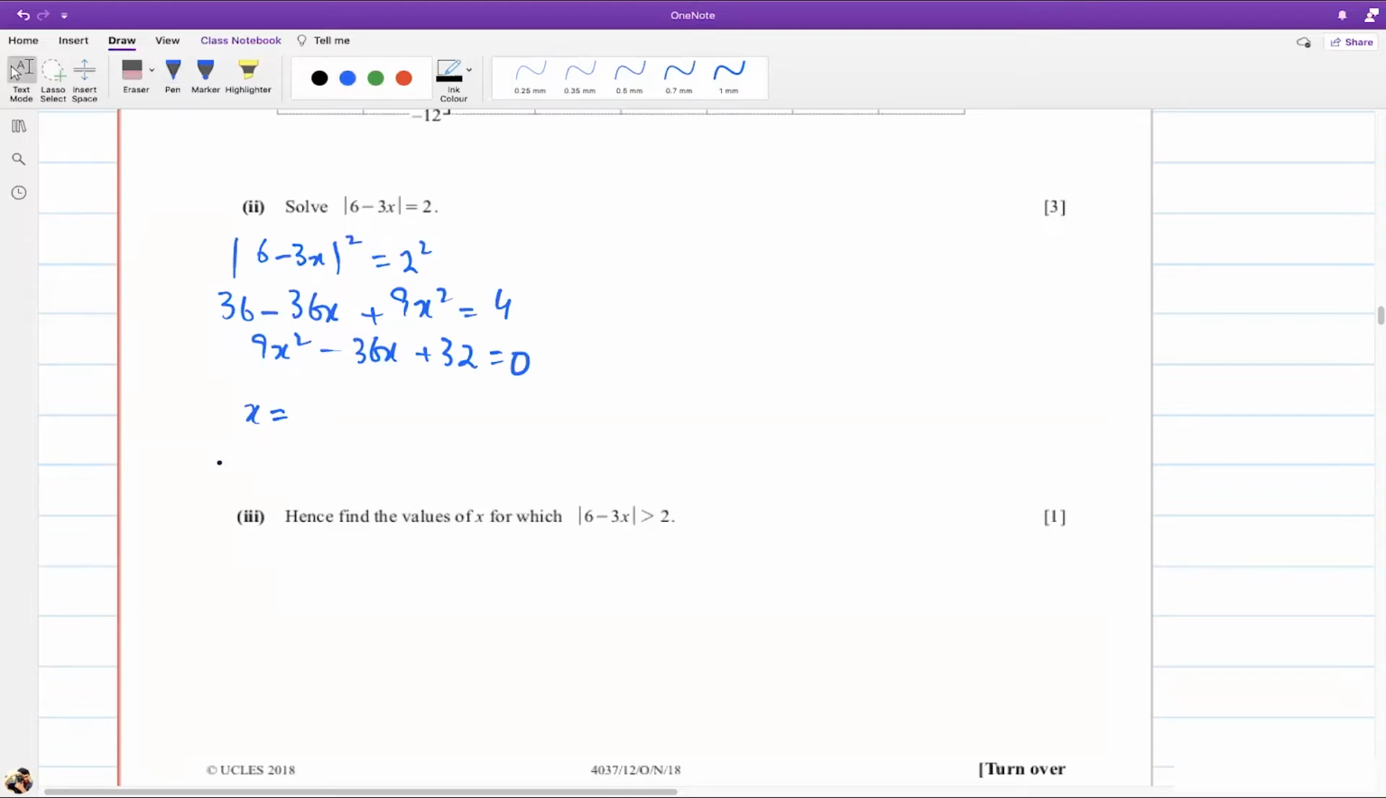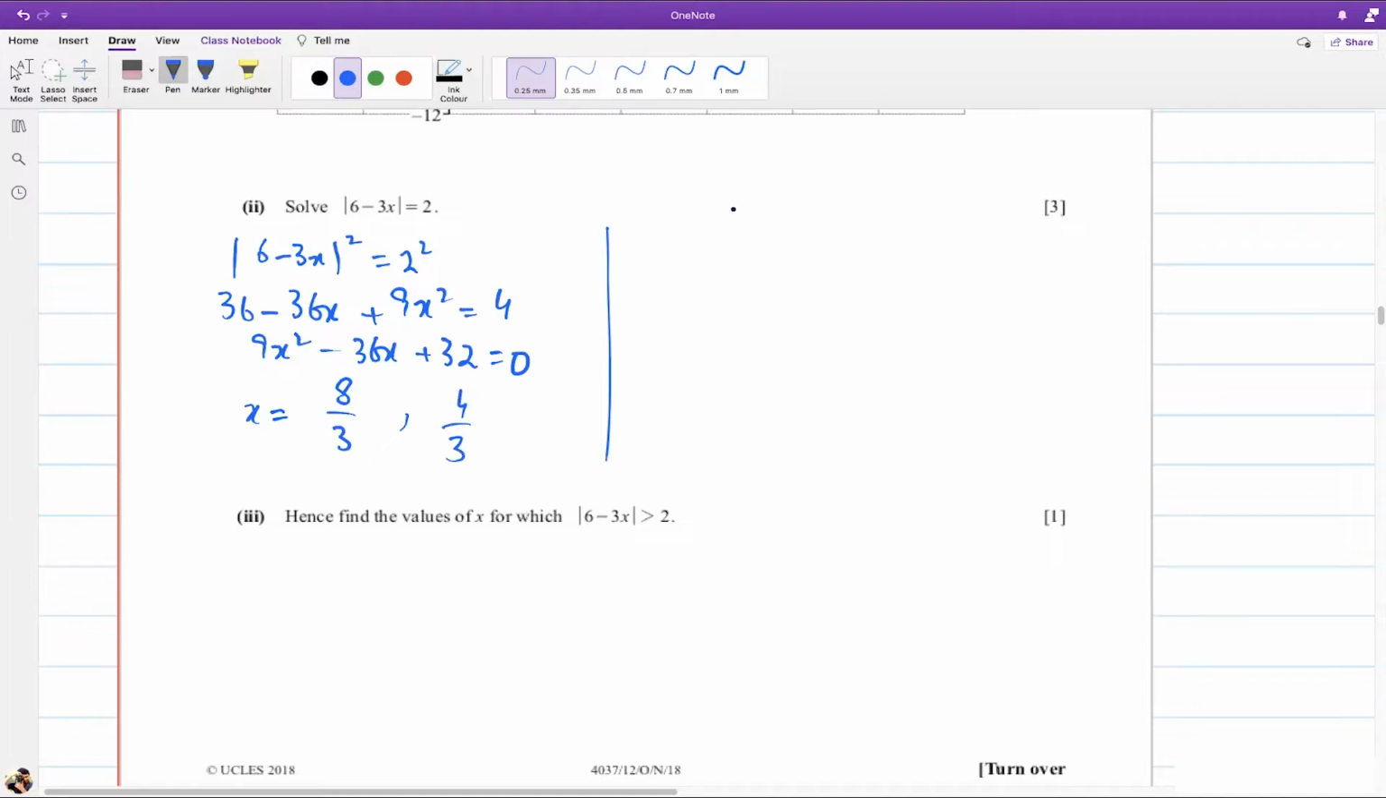And this I can solve using the algebraic formula or any of the other methods that I know of. I'm going to use a calculator for this, but when you do it in the exam, you need to show your steps, okay? So this will give me x equals 8 by 3 and x equals 4 by 3. So two answers here. That's one method, that you take square on both sides and you solve the quadratic equation. The second method is that you use the definition of modulus.